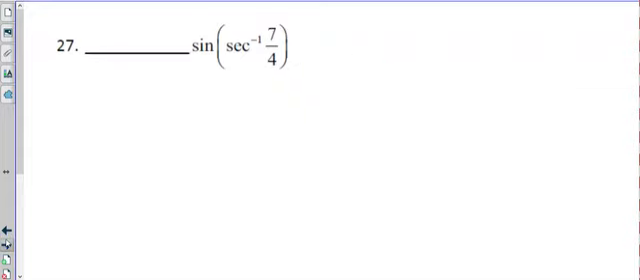27. So secant, and we want 7/4. So just a reminder, secant is the reciprocal of cosine. So if cosine is A over H, then secant would be H over A. So draw yourself a picture where the hypotenuse is 7 and the adjacent side, we're always working off of this angle, adjacent side is 4.